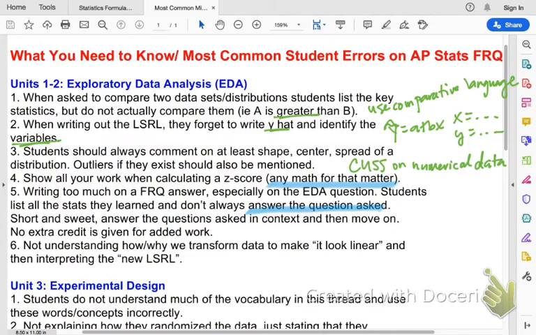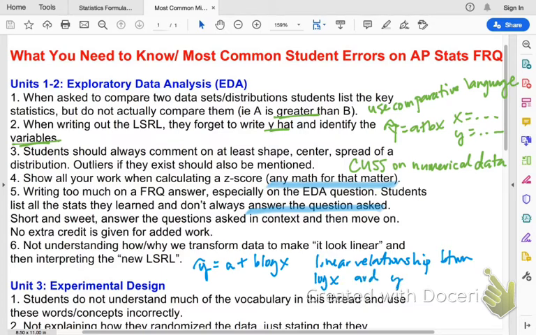And number 6, not understanding why we transform data to make it look linear, and then interpreting the new LSRL. Remember me talking about transforming data? They're not going to make you physically transform the data, but they may give you a new LSRL. So if they had y hat equals a plus b log x, and they used a log for transforming, now you would say linear relationship between log x and y. So it's not between x and y now, it's between log x and y.